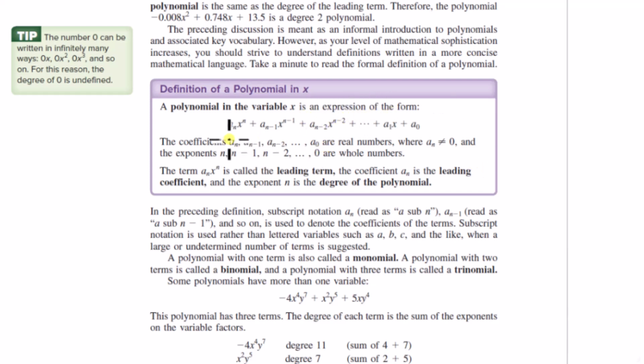You've got a sub n times x to the n plus a sub n minus 1 times x to the n minus 1 plus a sub n minus 2 times x to the n minus 2, and then plus dot dot dot, then a sub 1 times x plus a sub 0. The coefficients, the a sub n's, are real numbers.